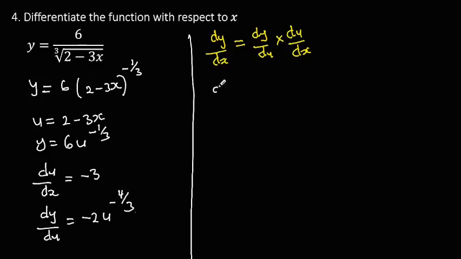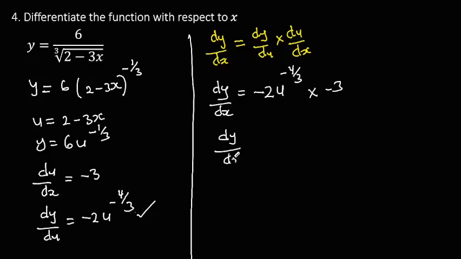That is, change in y due to change in x will be equal to, we identify change in y due to change in u, which is this function, that is negative 2u raised to the power of negative 4 over 3. Then we multiply by change in u due to change in x. Change in u due to change in x is negative 3. So we multiply by negative 3. Then we simplify our equation, that is change in y due to change in x is equal to, you multiply negative 2 with a negative 3, and that is going to give us a positive 6. Then u raised to the power of negative 4 over 3.